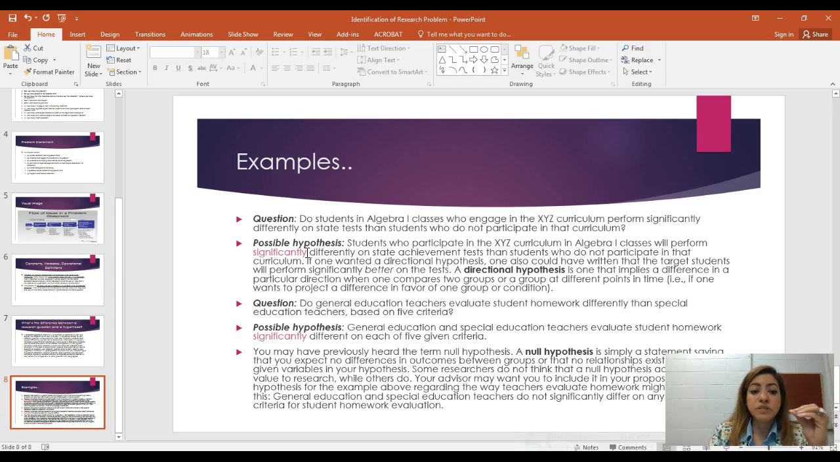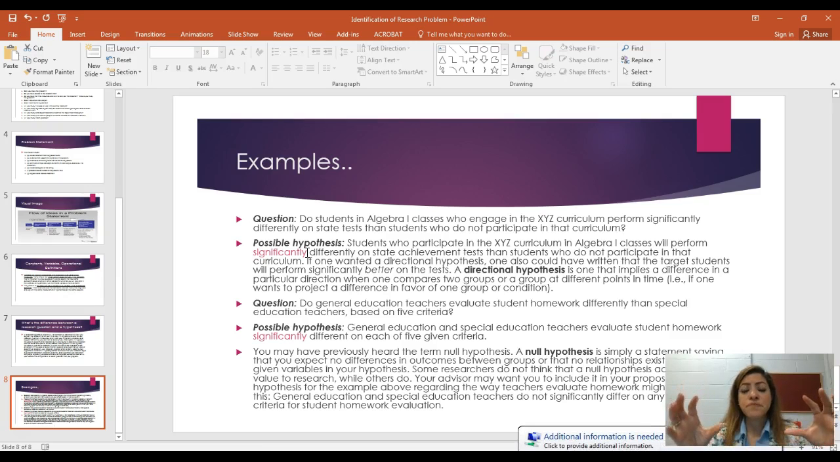You have to express it with the word significantly, because significantly erases any doubts from your statement. When I say significantly, I mean it's holistically different on state achievement tests than students who do not participate in that curriculum. If one wanted a directional hypothesis, one also could have written that the target students will perform significantly better on the test. This is a directional hypothesis. When you predict that the research will take one way rather than the other, and you want to prove that.